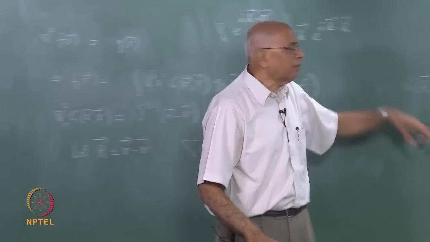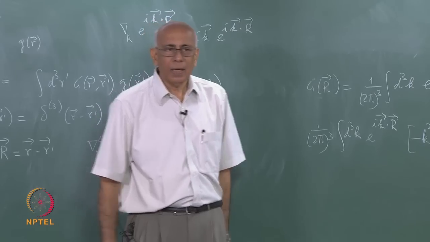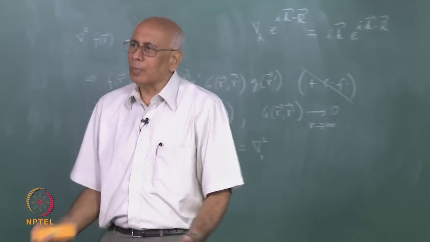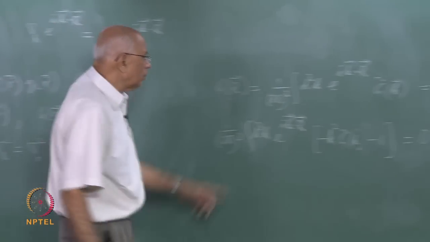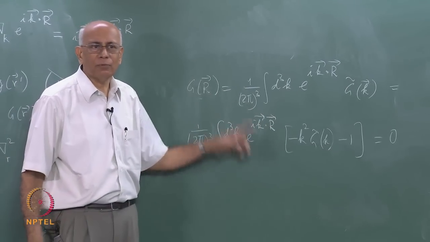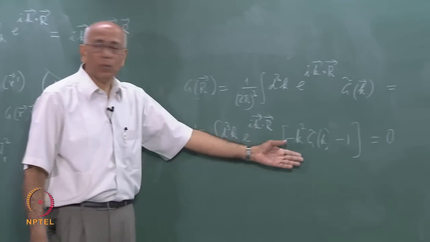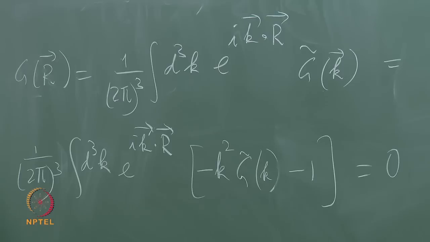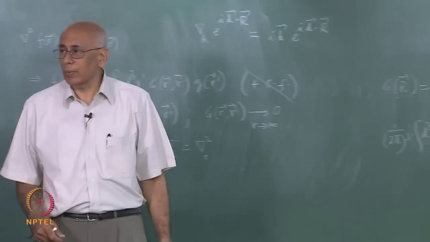So it says a certain function is 0 identically. And when is a vector 0? When every component is 0. And what are the unit vectors in this problem? The e to the i k dot r's. In function space they are the unit vectors, and for every k this quantity must be 0. That says g tilde of k is minus 1 over k squared.